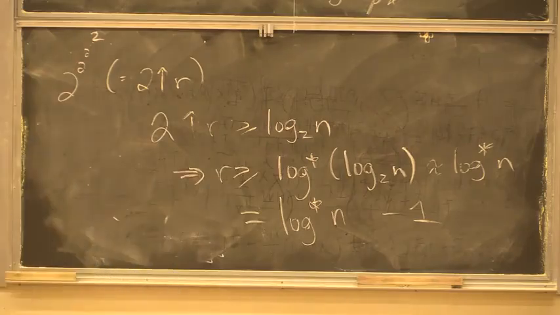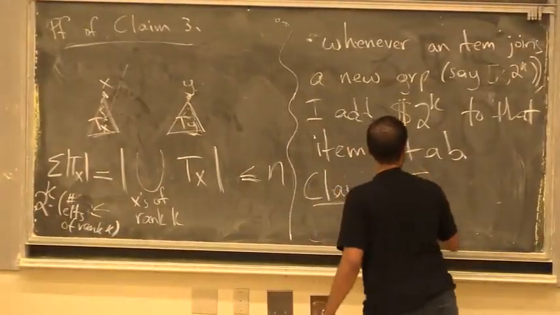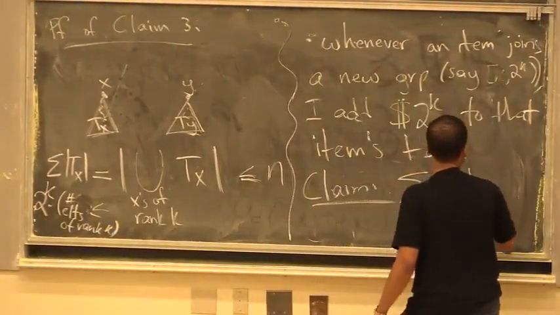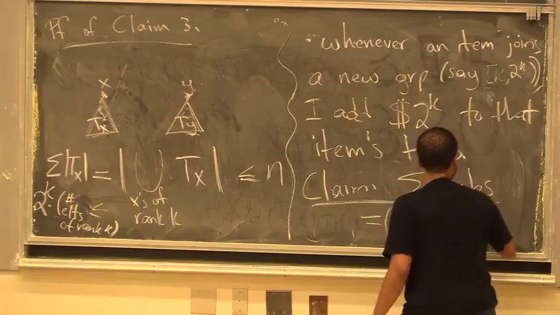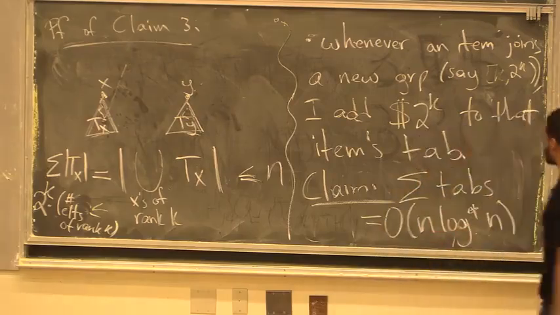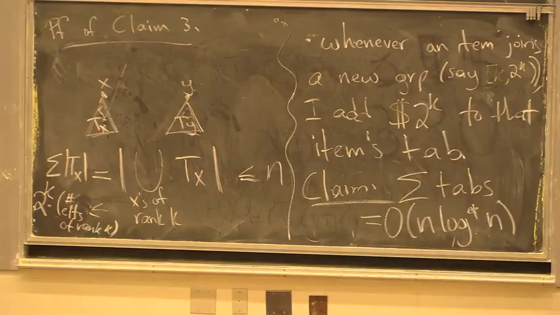And then the claim will be that the sum over all tabs is going to be O of n log star n. We're running out of time, so I'll prove that next time. Okay. Actually, O of n log star n.